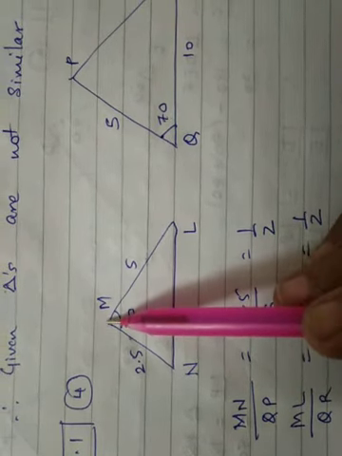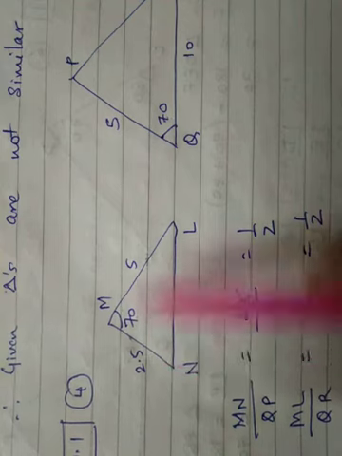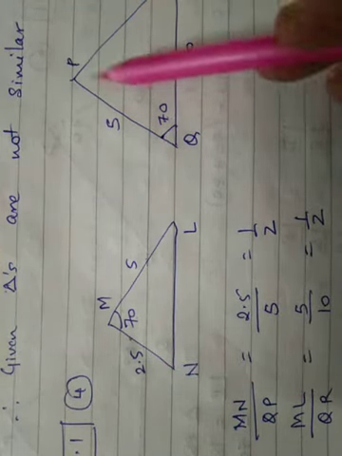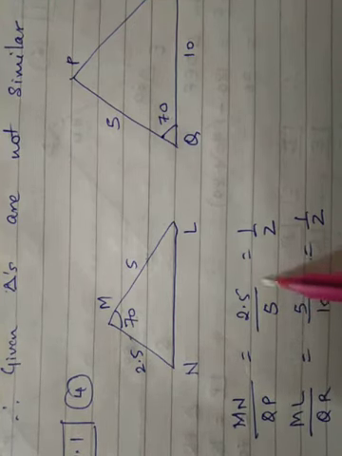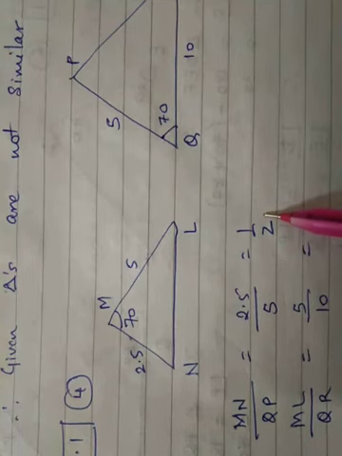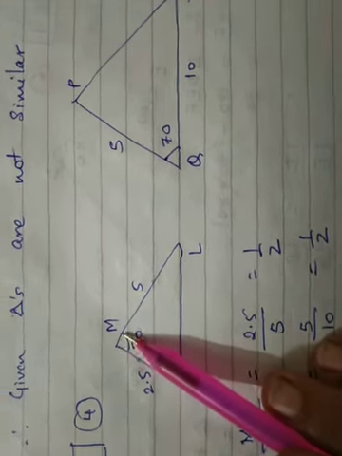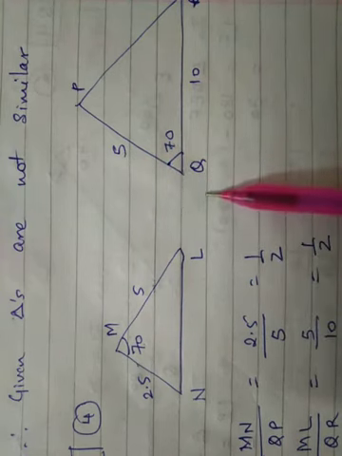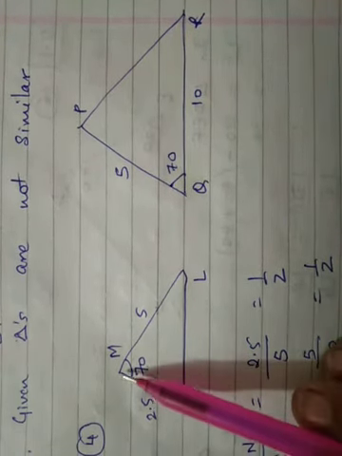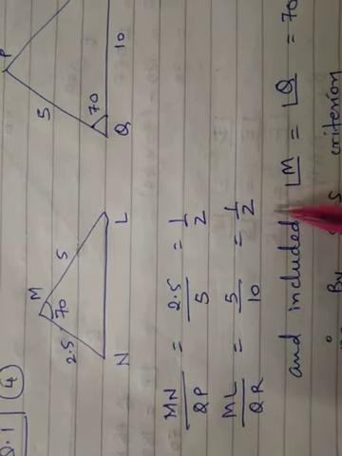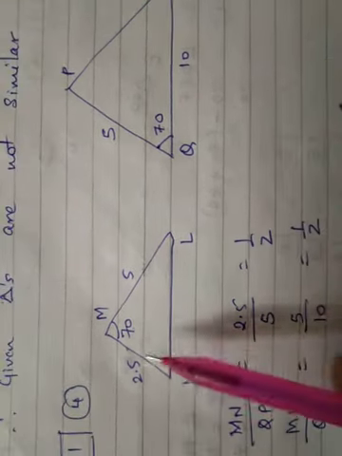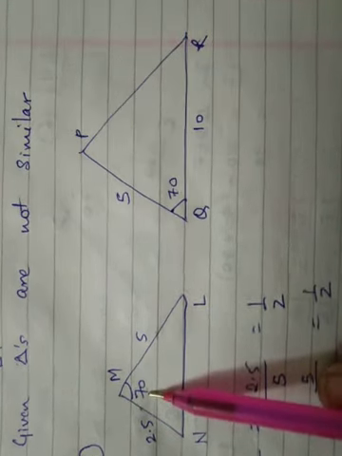Now I take the ratio MN, that is 2.5, and here is PQ, that is 5. So I took the ratio MN upon QP, that is 2.5 upon 5, which is 1 upon 2. Then I take the ratio of the next side, that is ML, and the other side is QR over here. So ML and QR, that is 5 upon 10, and that also gives me 1 upon 2. And between the two corresponding sides the angle is 70.